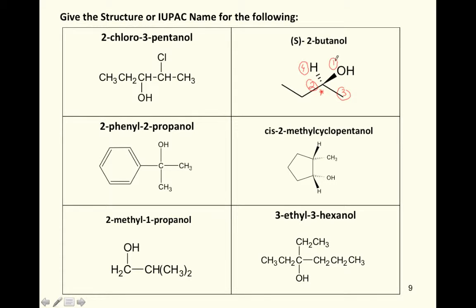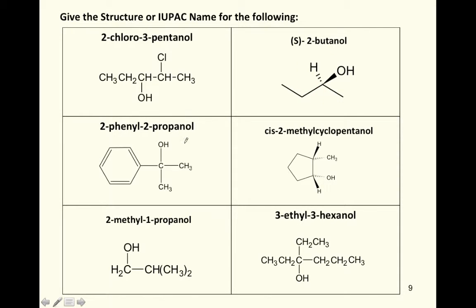So looking at R and S, when the lowest priority is away from you, and that's what the dashed line is telling me, it's exactly what you read. So this would be 1, 2, 3. That would be an S, 2-butanol.